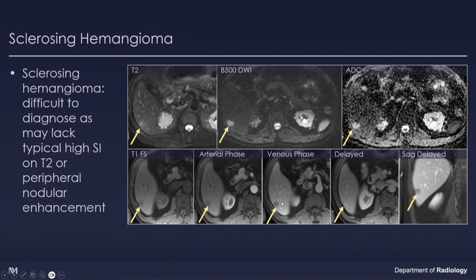There's some volume loss, there's some peripheral enhancement, but in this case, the question would be, is this a sclerosing hemangioma or is this a cholangio? And it'd be hard to tell the two apart, I think, on imaging sometimes.